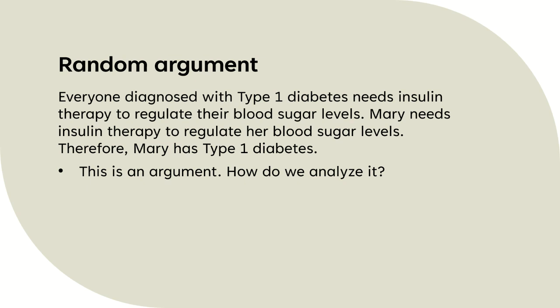All right, so first off, this is an argument. Why is it an argument? Because the speaker is drawing a conclusion, Mary has type 1 diabetes, on the basis of other information, right? The person's not just claiming Mary has type 1 diabetes, they are drawing that as a conclusion from other information. So that's why it's an argument. And the question now is, what do we do with this thing? How do we analyze it? How do we understand it?